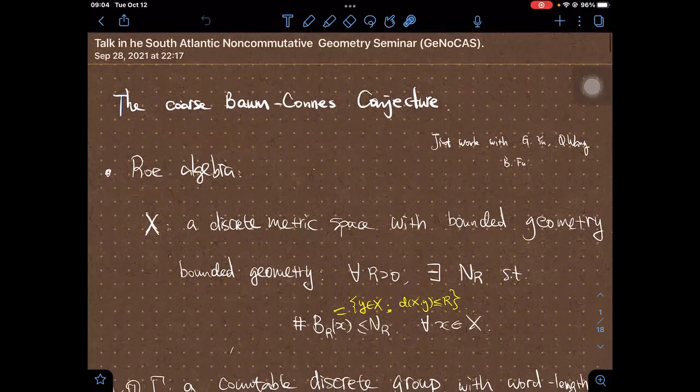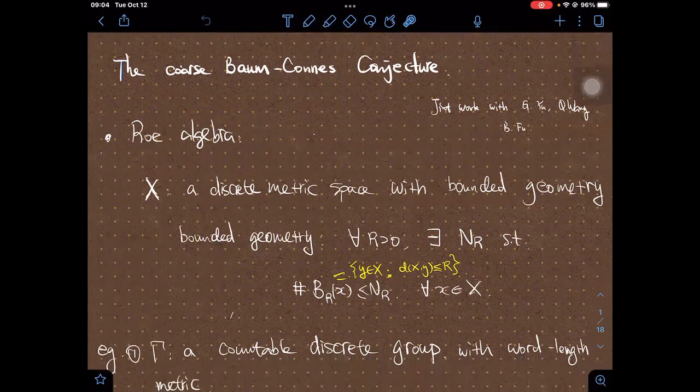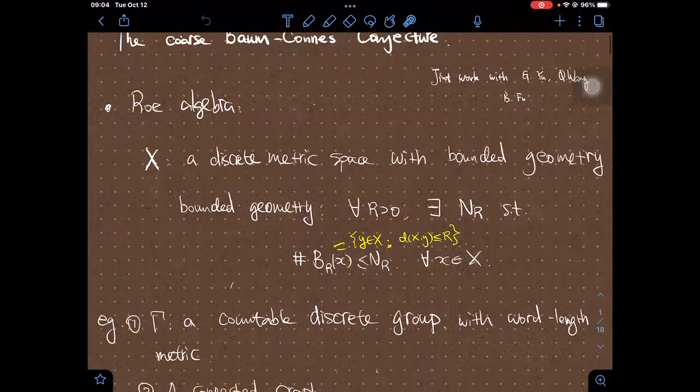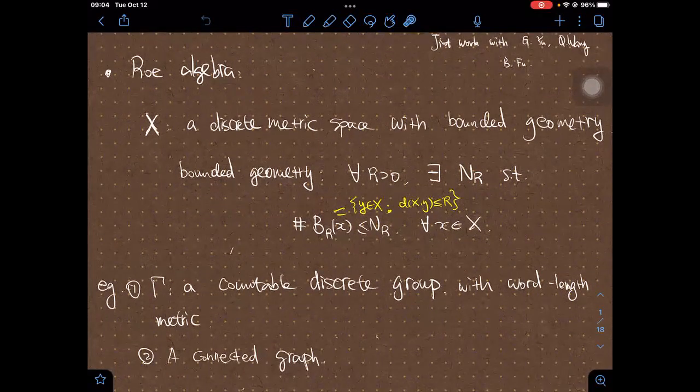So before I talk about the coarse Baum-Connes conjecture, I would like to talk about the algebra we care about the most. The algebra we will talk about in this conjecture is called the Roe algebra. Roe algebra is defined for a metric space. For simplicity, I'll just talk about metric spaces with bounded geometry. So what is the meaning of bounded geometry?